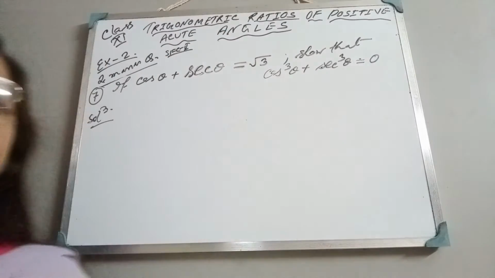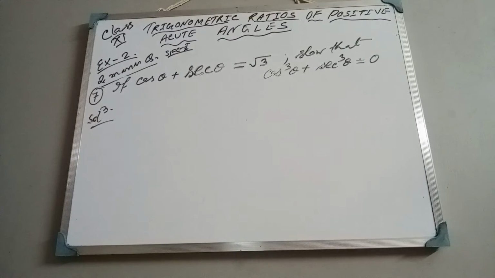Class 11, let us continue the chapter. Already we have started exercise 2, trigonometry ratios of positive acute angles. Now, sum number 4. In the last video, we did up to 3. Now, this is sum number 4.